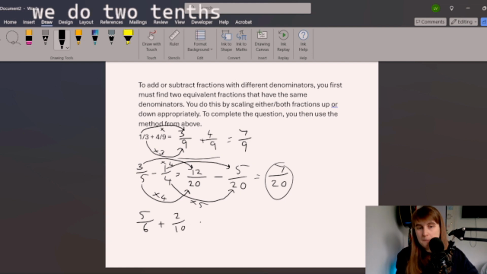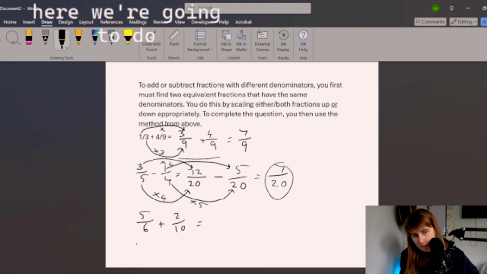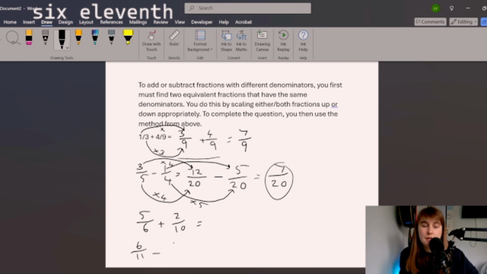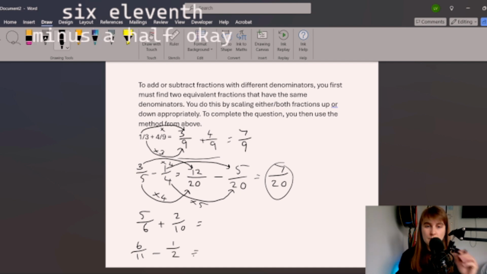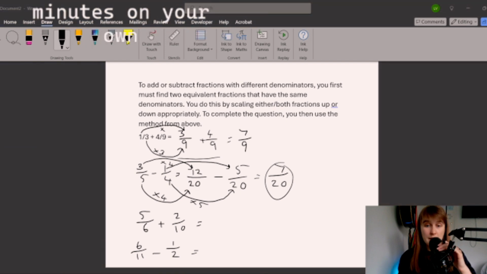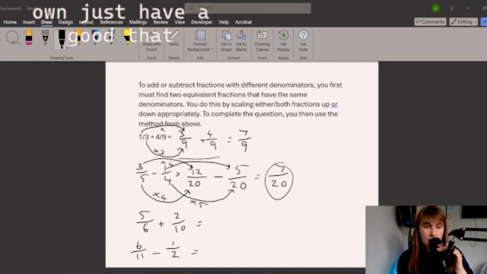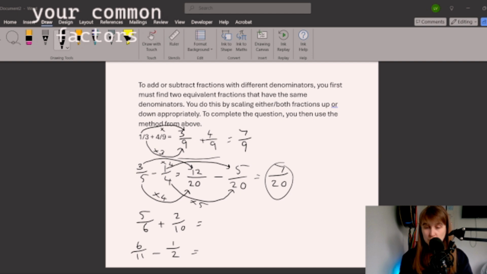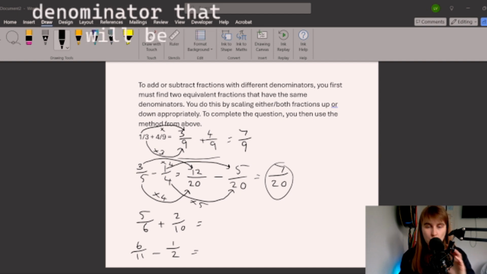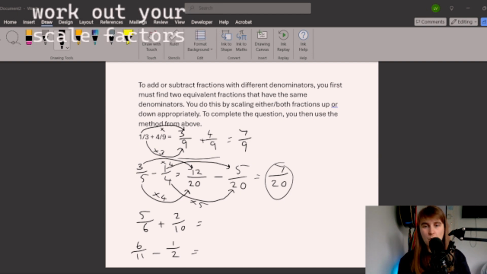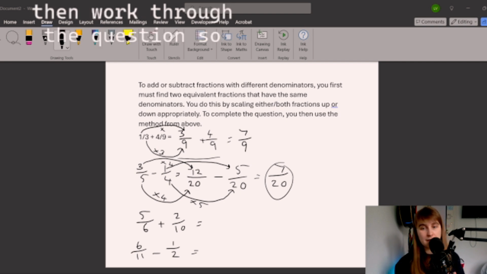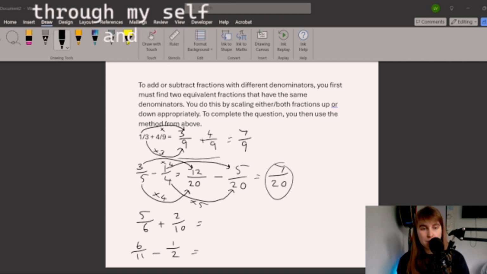2/10. And then down here we're going to do 6/11 minus a half. Okay, so I'm going to give you a few minutes on your own, just have a go at that. Find your common factors, your common multiples, find a denominator that will be the same, work out your scale factors, and then work through the question. So I'll give you a few minutes and then I will go through it myself and show you what I would do.